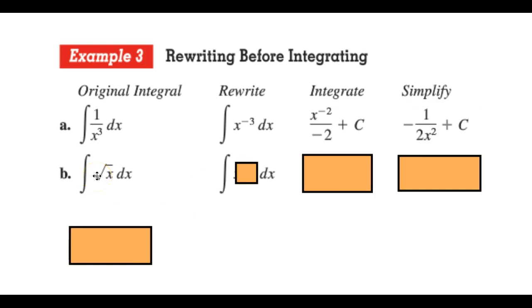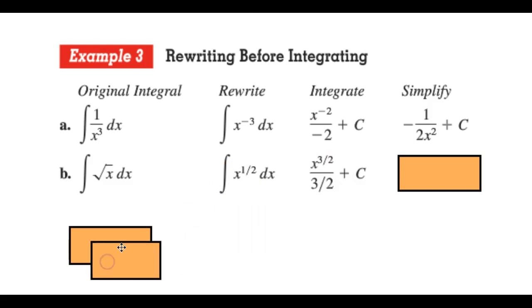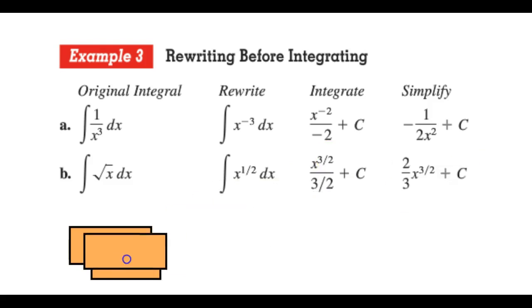So a quick rewrite for the square root function is to change it into an exponent. And when you increase 1/2 by 1, you get 3/2 and divide by it, and then don't leave the answer like that. Do a quick little rewrite. When you divide by 3/2, that's like multiplying by the reciprocal. So that's how they got this 2/3 out front.